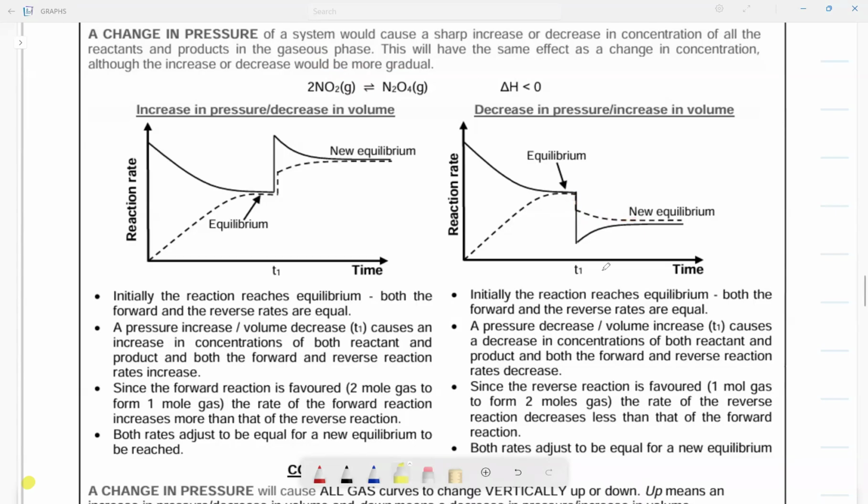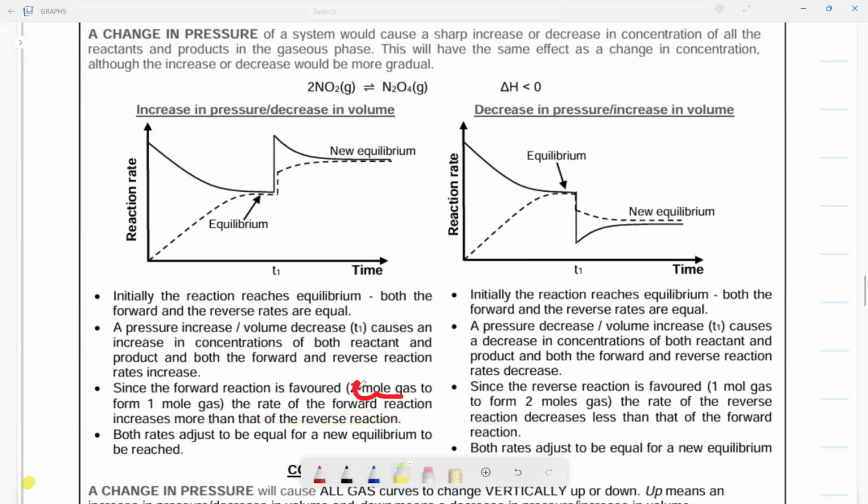Now let's see how they explain it. Here there is equilibrium, we know. A pressure increase causes an increase in concentration of both the reactant and product, okay? And both the forward and reverse reaction rates increase, but not equally. Take note, not equally, okay? Since the forward reaction is favored, the rate of the forward reaction increases more than that of the reverse reaction.